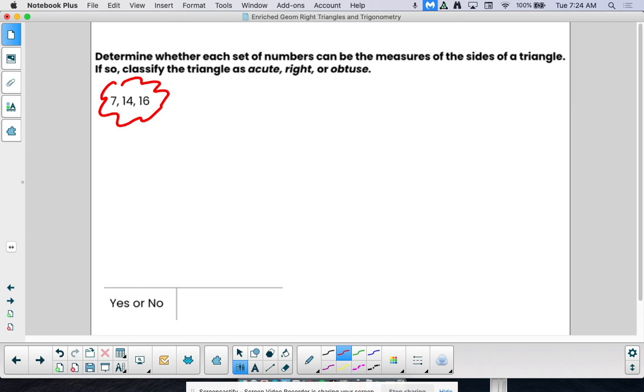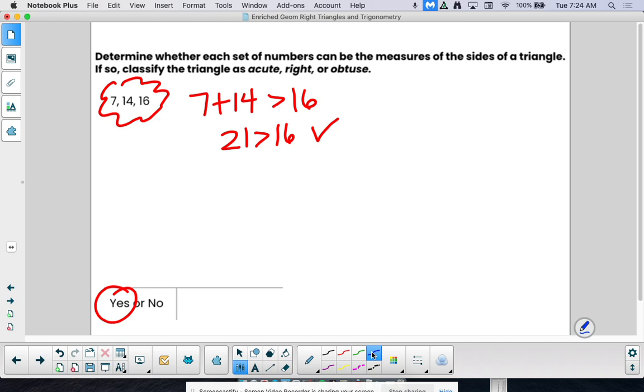So my two smaller sides here are 7 plus 14, and we need that to be greater than 16. Well, 7 plus 14 is 21. Is 21 greater than 16? Yep, it is. So I'm going to circle yes. Yes, we have a triangle here.